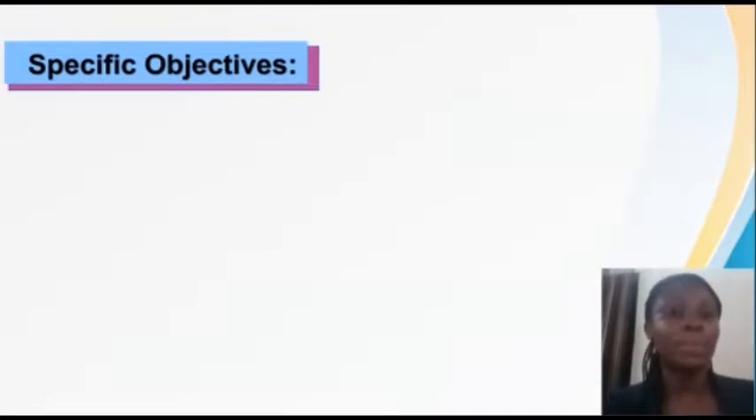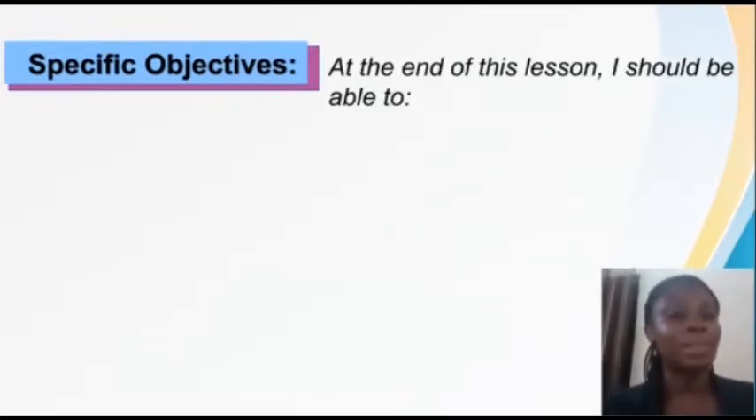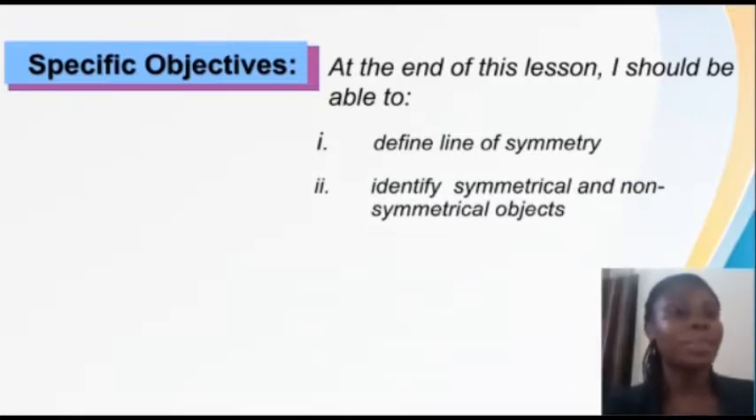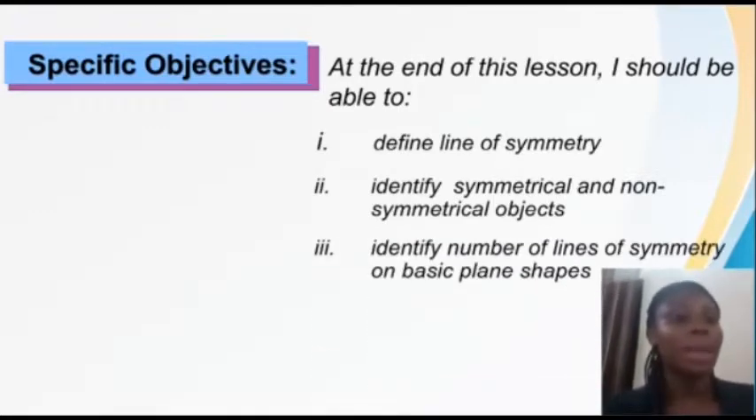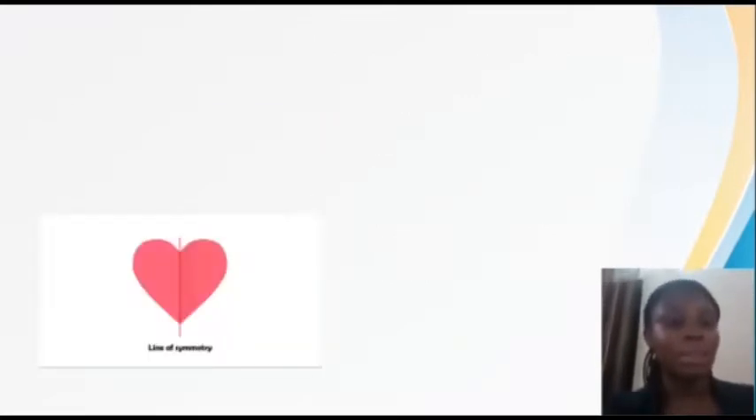Specific objectives. At the end of this lesson, we should be able to define line of symmetry, identify symmetrical and non-symmetrical objects, identify number of lines of symmetry on basic plane shapes. So these are all we are supposed to learn in this class.